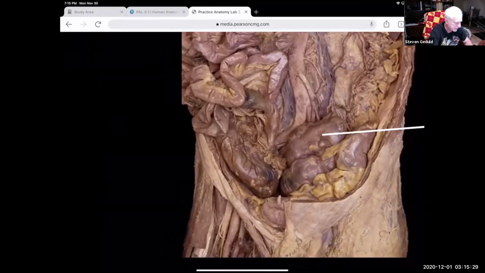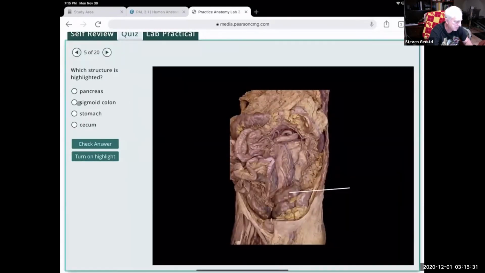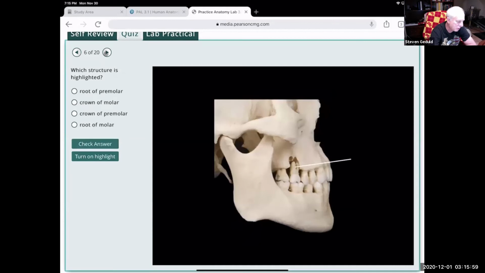What are the possible answers? Oh, sigmoid colon. Yeah, it's not the stomach. Here's the cecum, here's the stomach, and the pancreas up here. It's the only one it could be, a sigmoid colon. We can see the descending colon here, and it kind of dies down, it comes up, wraps around, and comes back down this way towards the anus. So this is your S-shaped part right here. That would probably be your sigmoid colon. Plus, that's the only thing it could be with the rest of the answers. All right, no one should miss this.